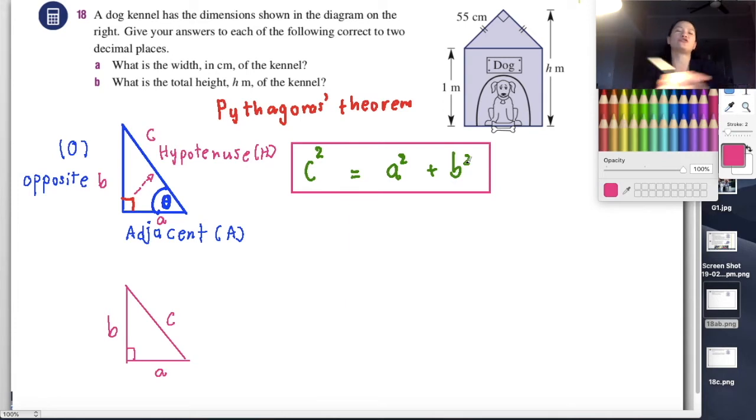Okay, now we go to our question. Our question said that a dog kennel, this one, has the dimension shown in the diagram on the right.